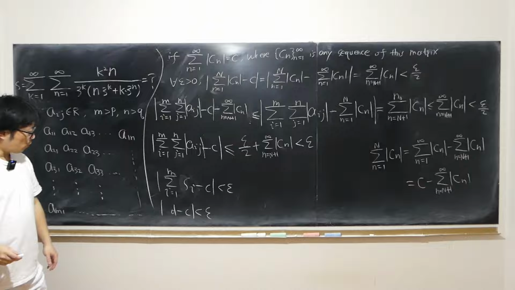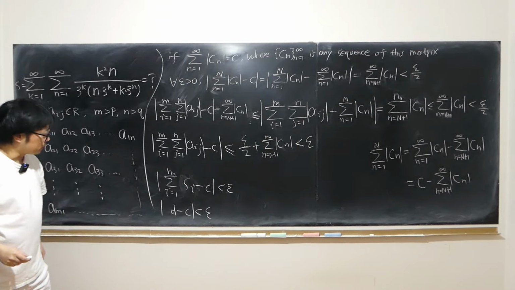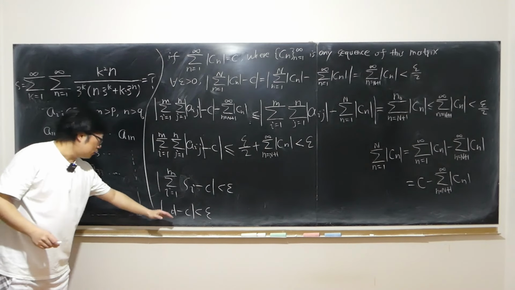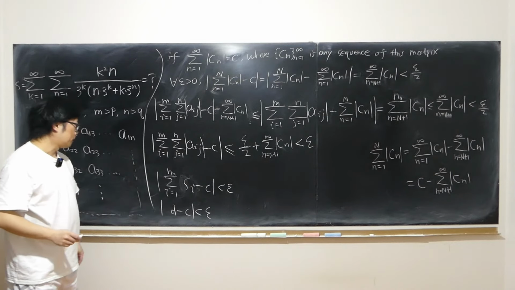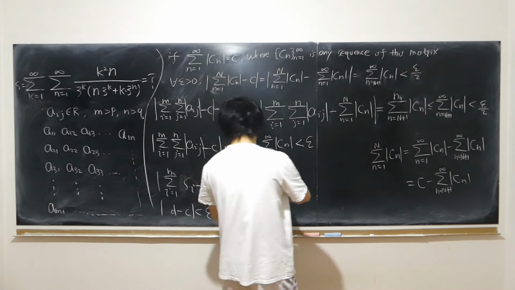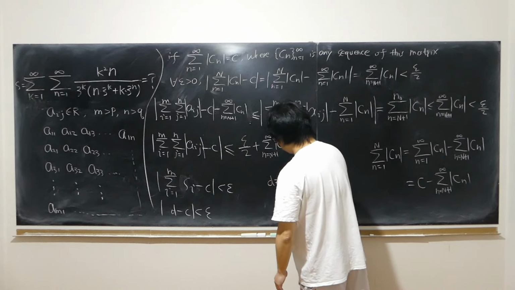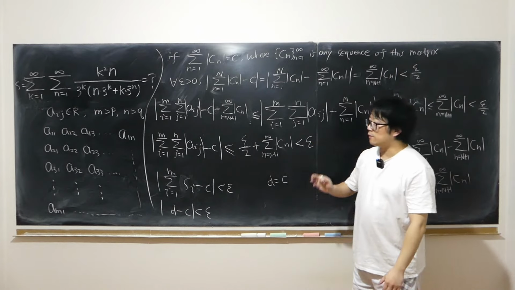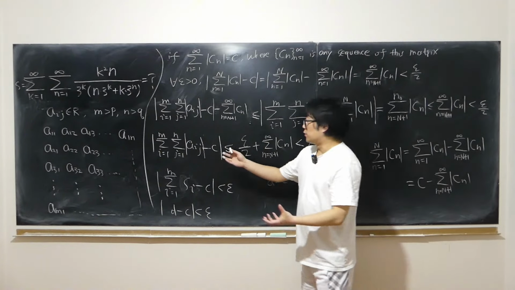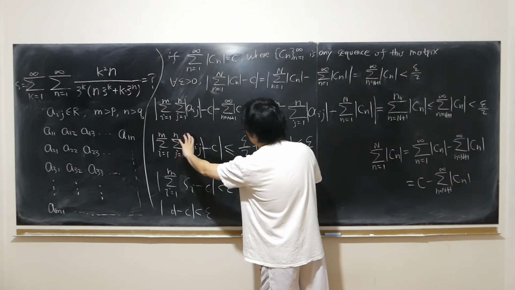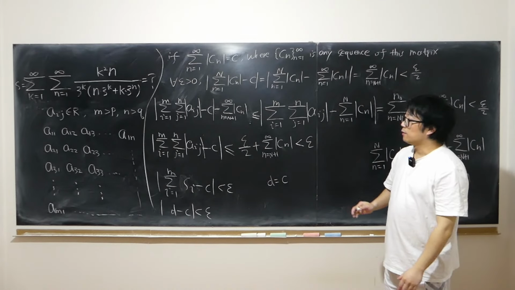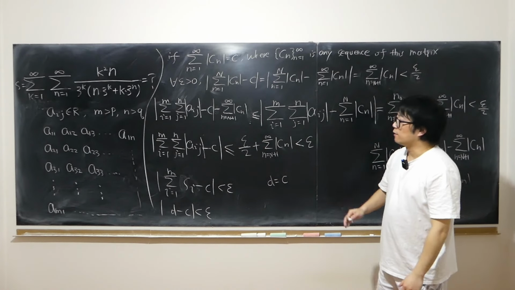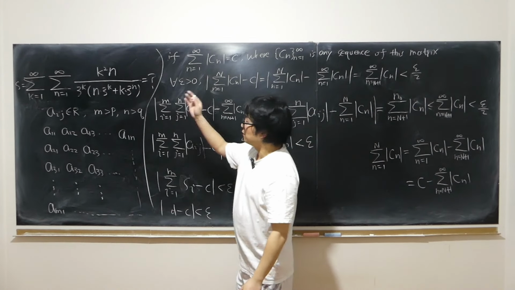Right? Since epsilon is arbitrarily small, d must equal c, right? Otherwise, it cannot be arbitrarily small. So this justifies, like I said, if you do it the other way, right? It's still going to be the same result. So we can really, safely interchange the summation.